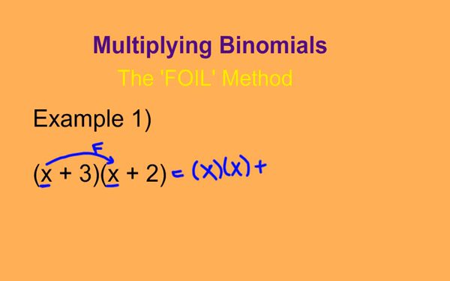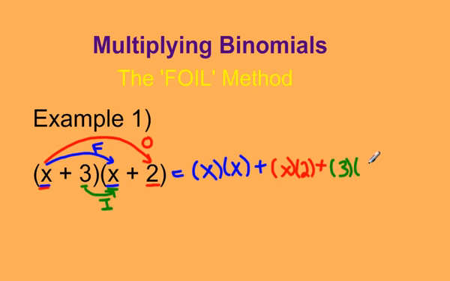If I look at the outside terms, my x is outside and the 2 is outside, so these are the two outside terms. If I multiply those together, that is my O, and it's x times 2. My next two terms are going to be the inside ones. So I have a 3 and an x inside. Multiplying those together makes my I for inside, 3 times x.